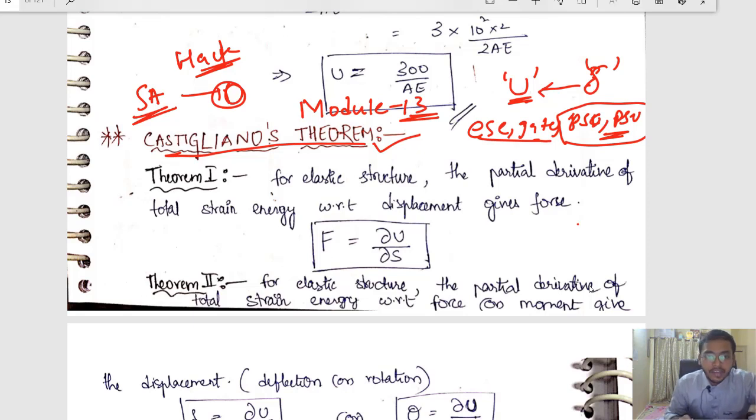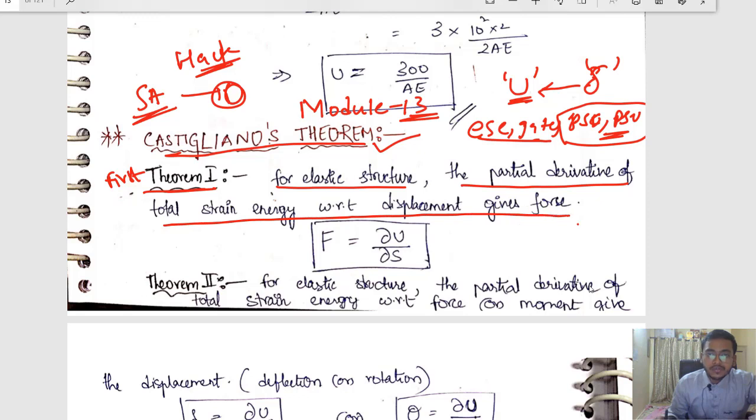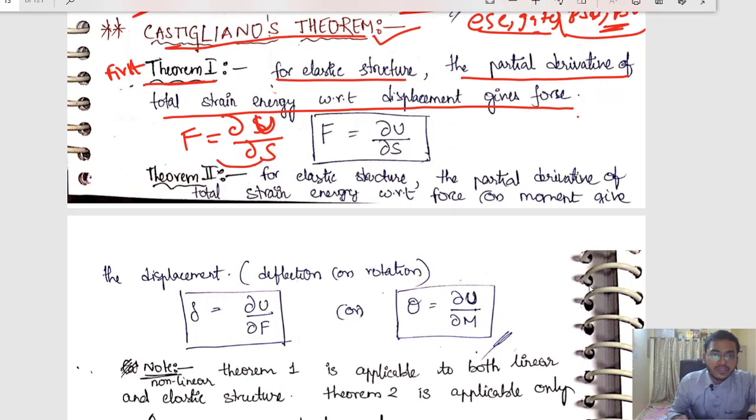So what is theorem 1? What does the first theorem say? For an elastic structure, the partial derivative of total strain energy with respect to displacement gives force. So if we partially differentiate our strain energy with respect to the displacement, we will get the force applied on that member, the force which is causing that strain. Now let us see theorem 2. It is just the opposite. You can just switch S with F and you will get your answer.